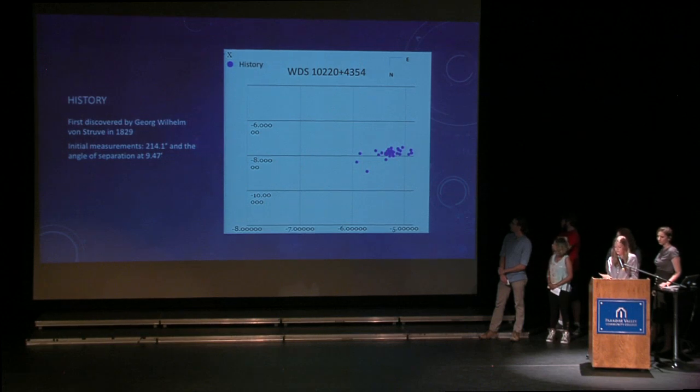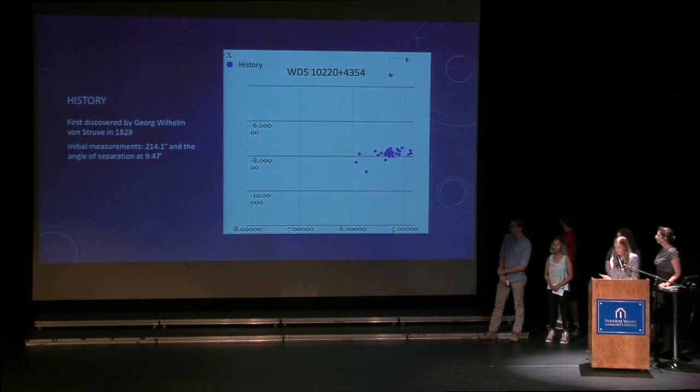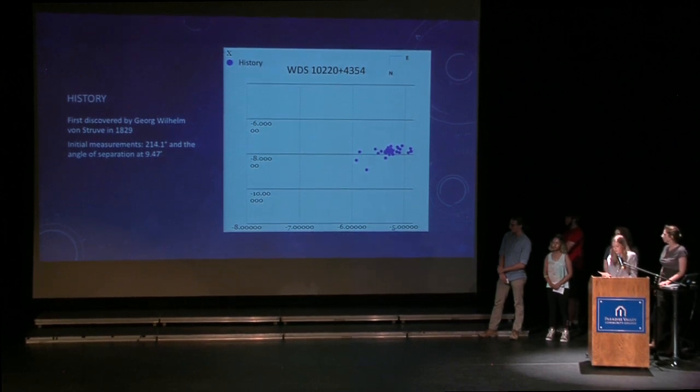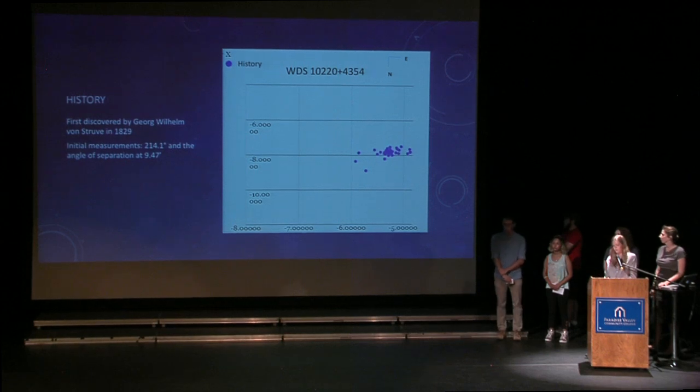The following years produced results similar to Struve's original summations, the most recent of which being theta, 214 degrees, and rho, 9 arc seconds. This was reported in 2012. Considering the data points have managed to remain close to Struve's original reports, we can most likely assume the star will complete its orbit as it relates to Struve's findings.